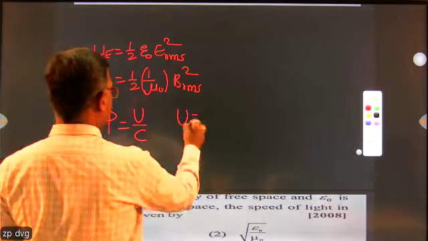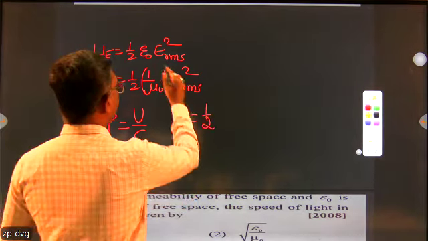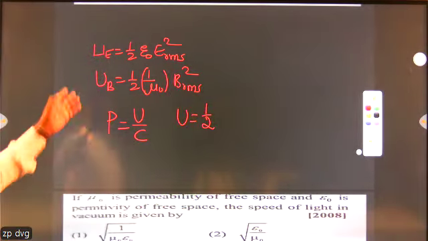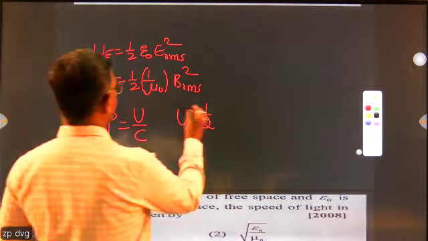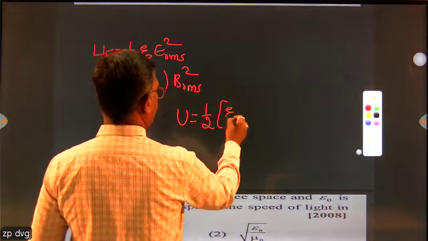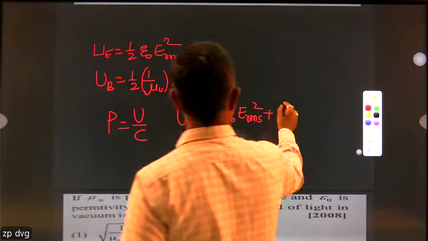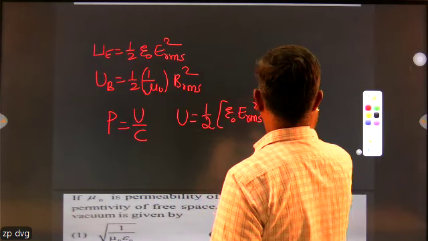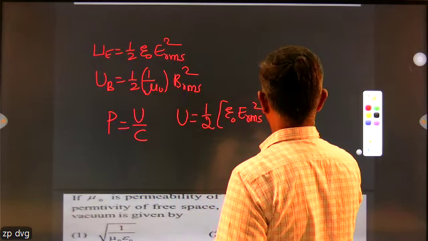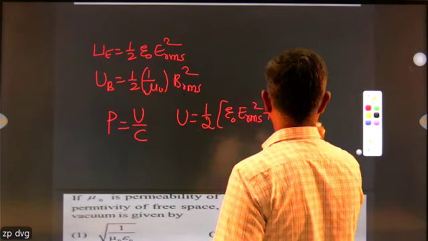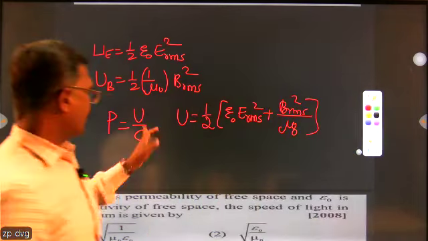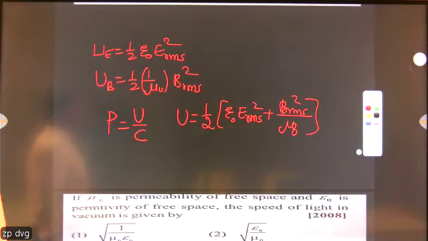The total energy can be written as the sum of both the electric energy as well as the magnetic energy. So taking half common, it will be epsilon naught E RMS square plus B RMS square divided by mu naught. This is the total energy. So the total energy divided by C will give you the momentum of the electromagnetic wave.